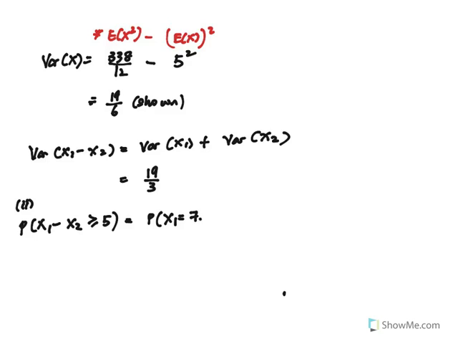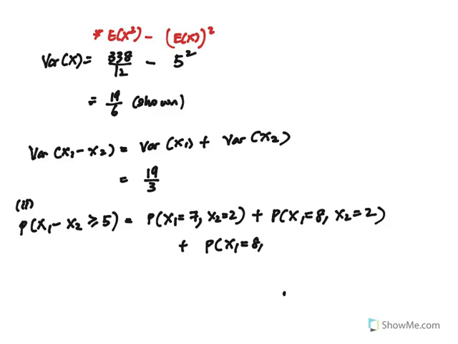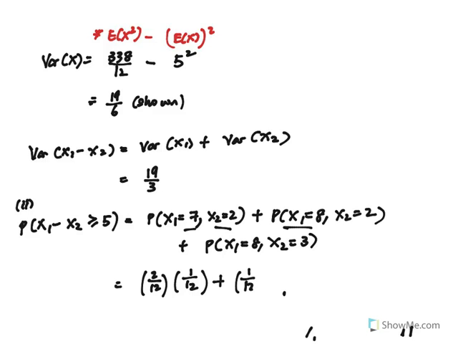First one, x1 can be 7, x2 can be 2. x1 can be 8, x2 can be 2, so it can be 6. Plus the probability of x1 equals 8 and x2 equals 3. Now adding all this together: x1 equals 7, you have 2 over 12; x2 equals 2, you have 1 over 12. Plus x1 equals 8, you have 1 over 12; x2 equals 2, you have 1 over 12. x1 equals 8, 1 over 12; x2 equals 3, 2 over 12.